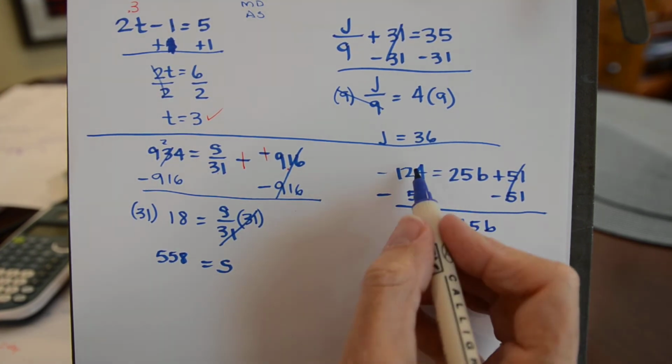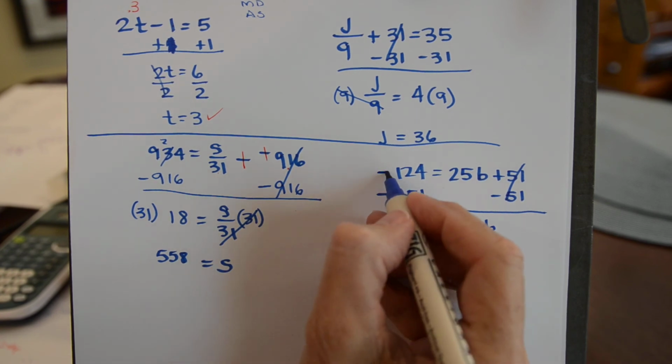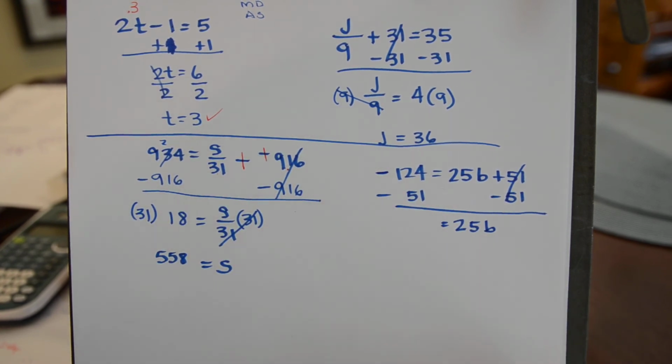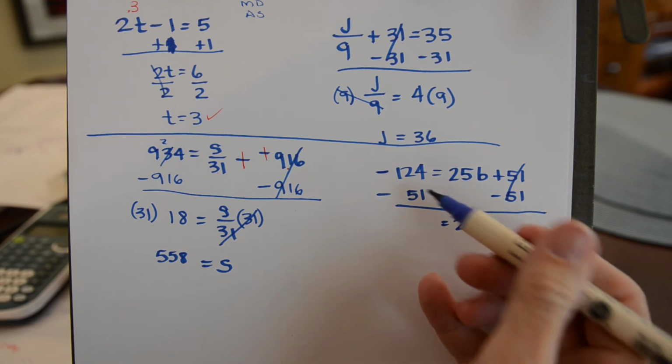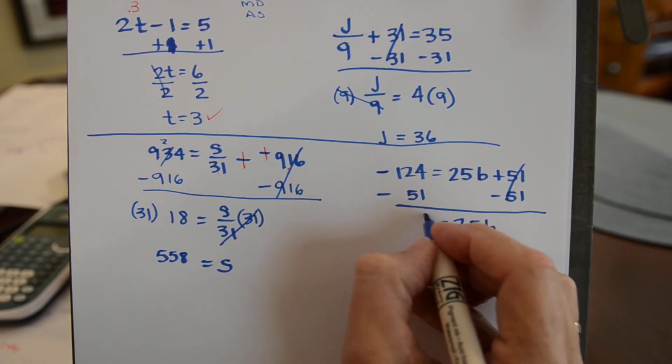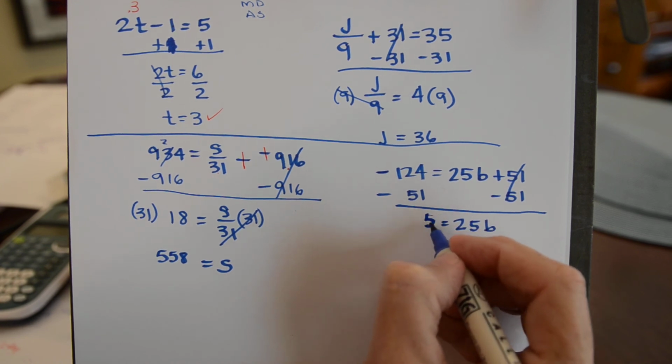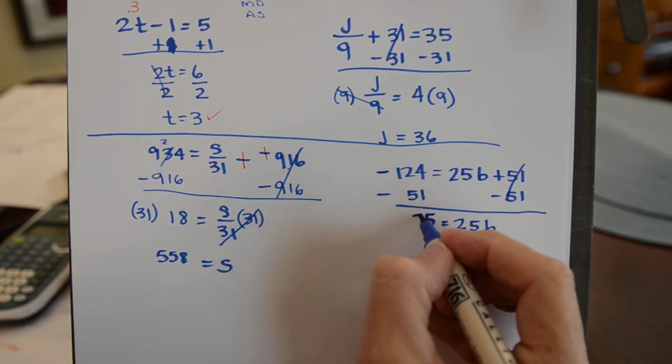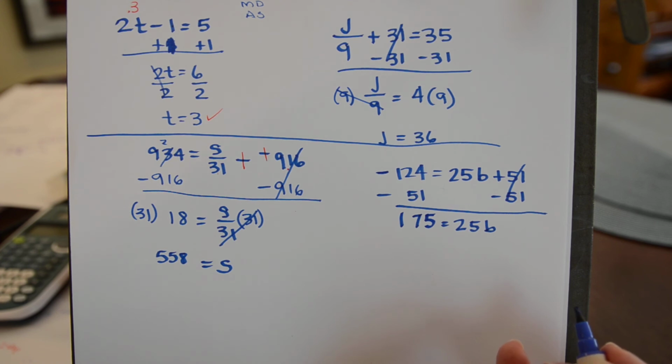Now, notice this is a negative number and this is a negative number. So I am actually adding these two things together. So this becomes 4 plus 1 is 5. And that's a 7, so 175.